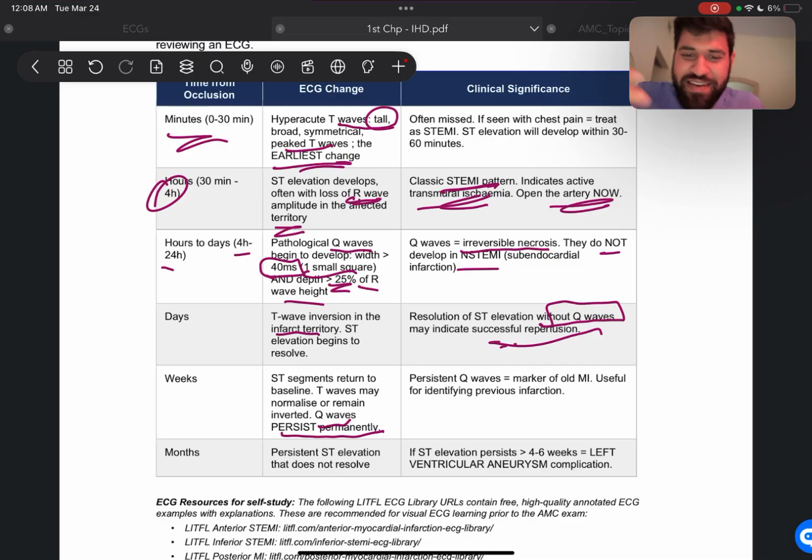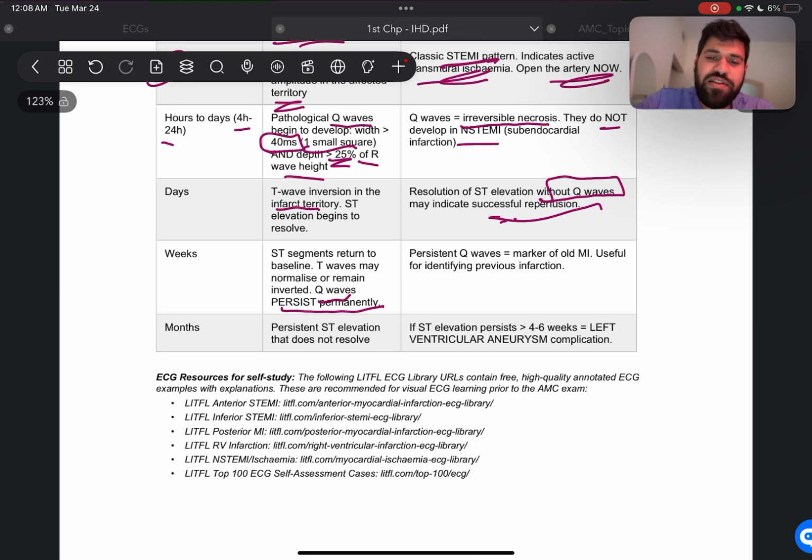So persistent Q waves are going to be the marker of an old MI and useful for identifying previous infarctions. Months down the line, we're going to see persistent ST elevation that does not resolve. And if ST elevation persists for more than 4 to 6 weeks, then left ventricular aneurysm is a complication of this ST elevation.